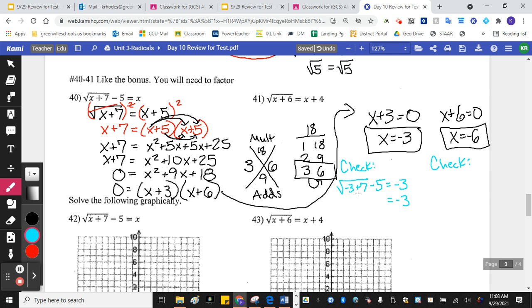7 minus 3 is 4. Square root of 4 is 2. 2 minus 5 is negative 3. This one works.